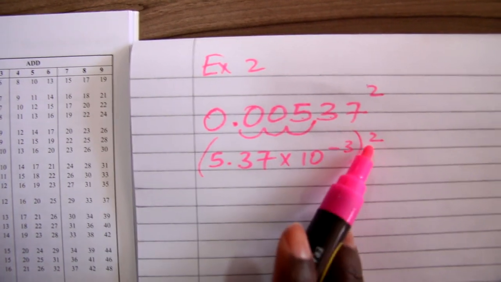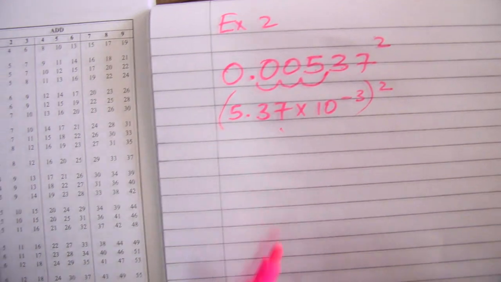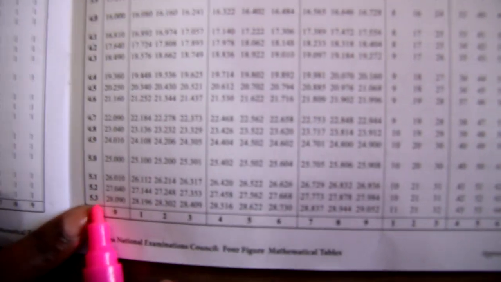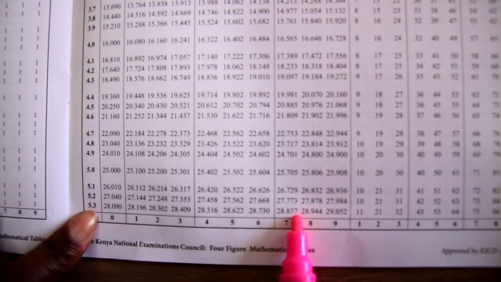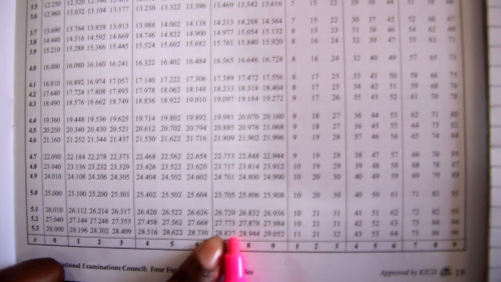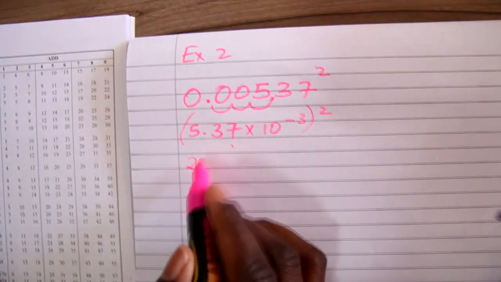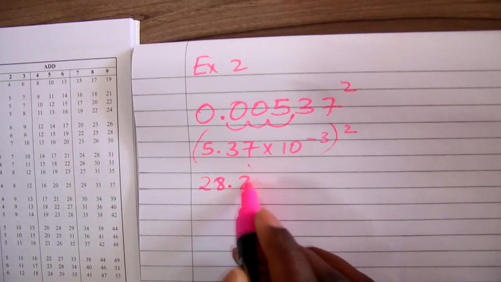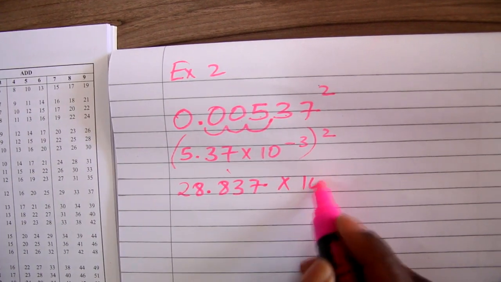So we are going to start by reading the square of 5.37 from the tables. We trace 5.3 in the x column. This is 5.37, so this is the 7th column, so this reads as 28.837. So the square of 5.37 is 28.837.